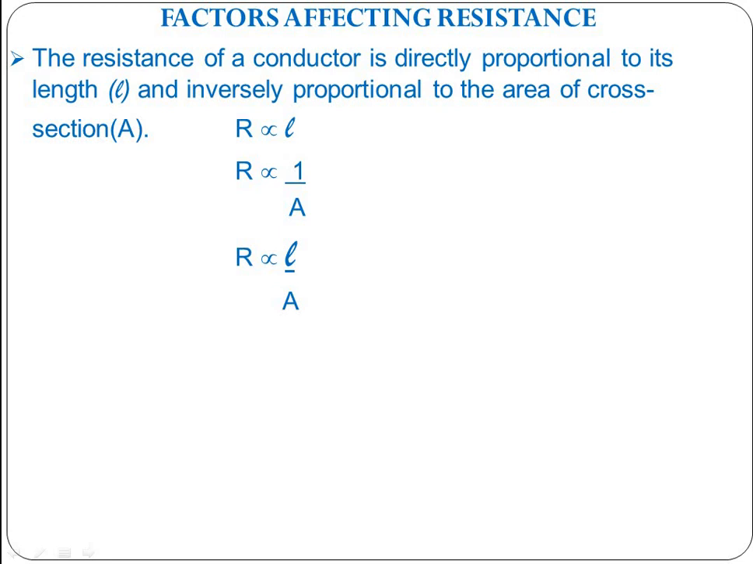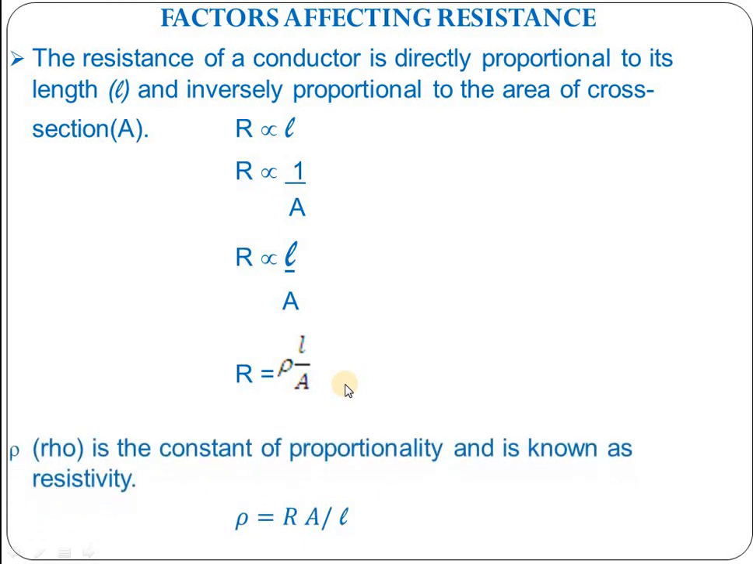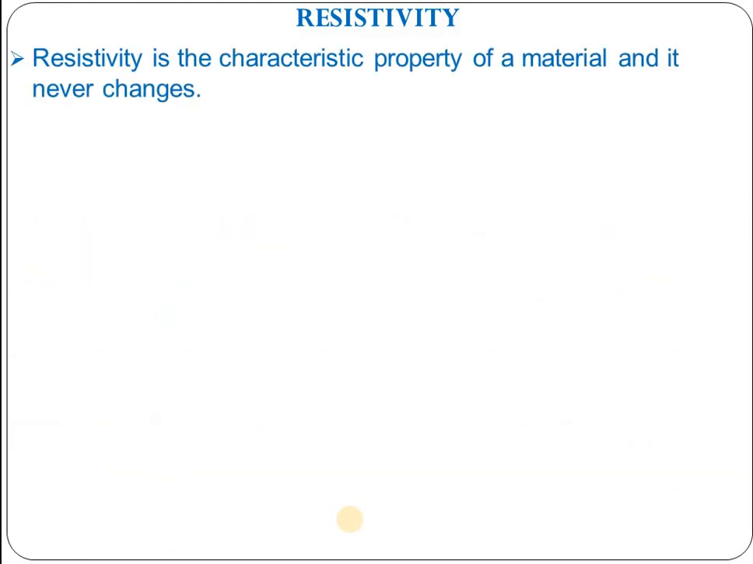Now we will use one constant of proportionality called rho, which is a Greek letter, and this rho is known as resistivity, and it is expressed as rho is equal to R A upon L. Children, resistance will change with the dimension and nature of the material, but resistivity is a characteristic property of a material and it never changes. Its SI unit is ohm meter.